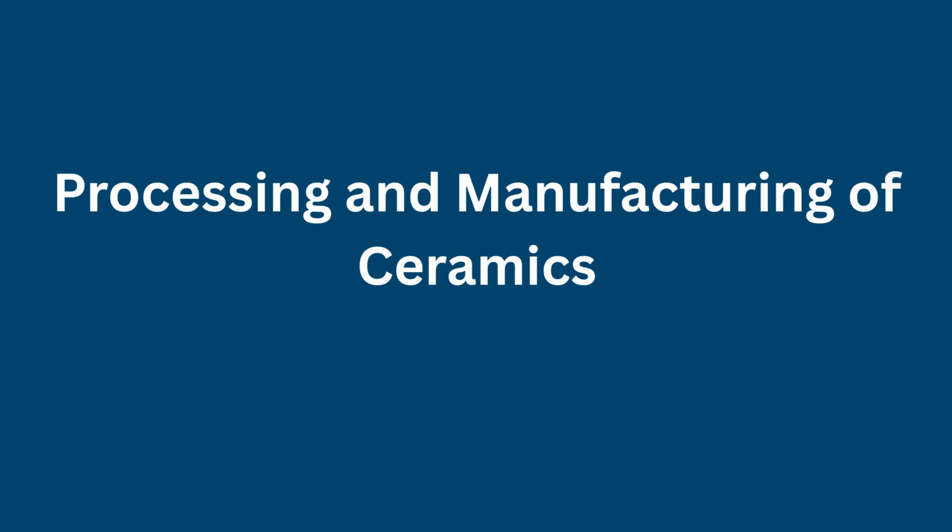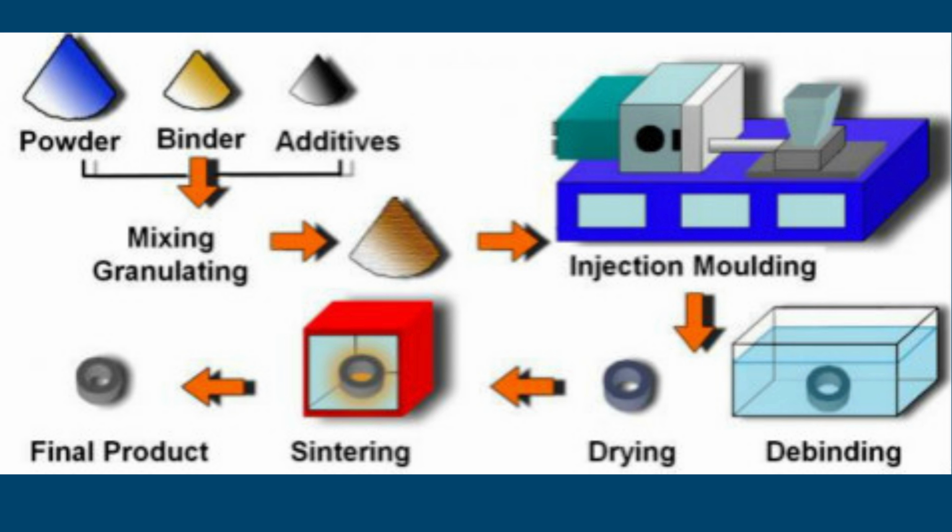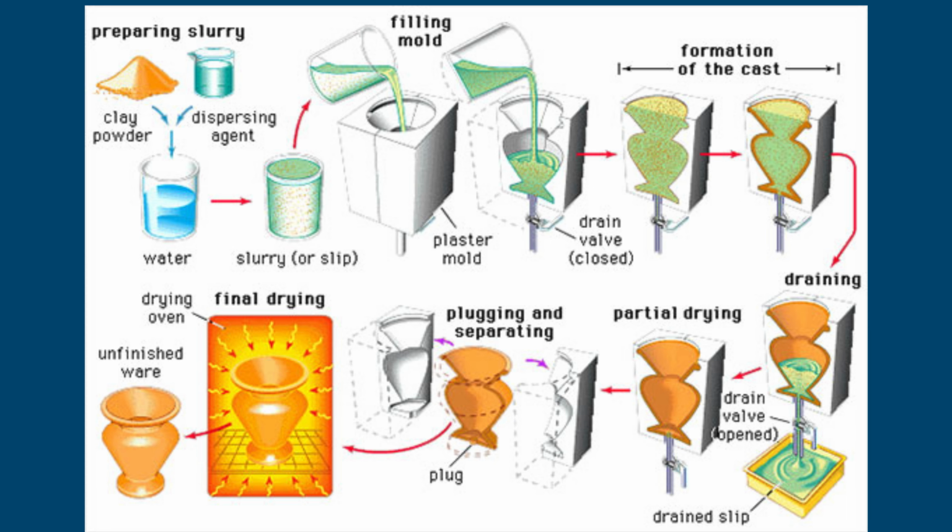Processing and manufacturing of ceramics. Ceramic manufacturing typically involves powder preparation, forming, drying, and high-temperature firing or sintering. During sintering, particles bond together through diffusion processes, producing dense, solid structures. Common ceramic processing techniques include dry pressing, slip casting, tape casting, extrusion, injection molding, hot pressing, and additive manufacturing.